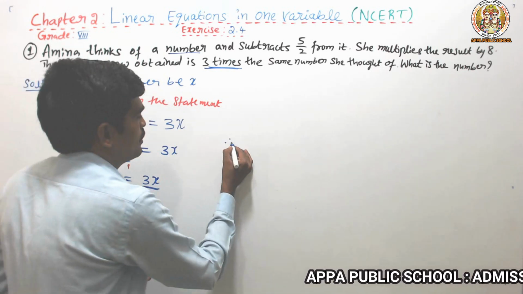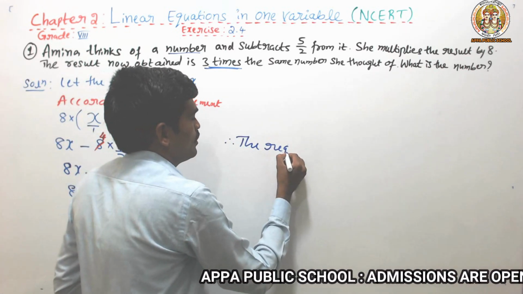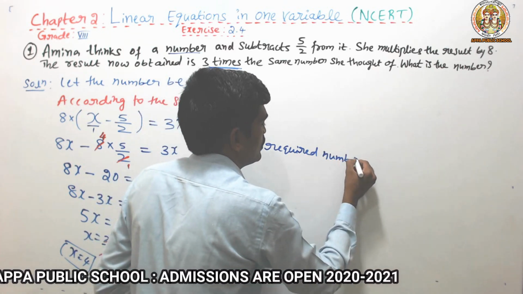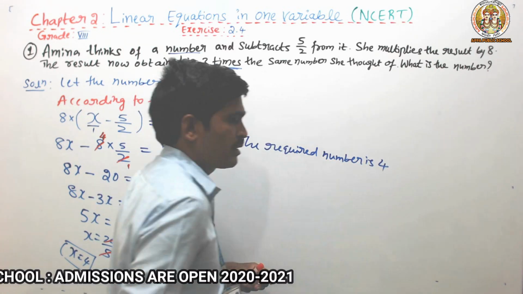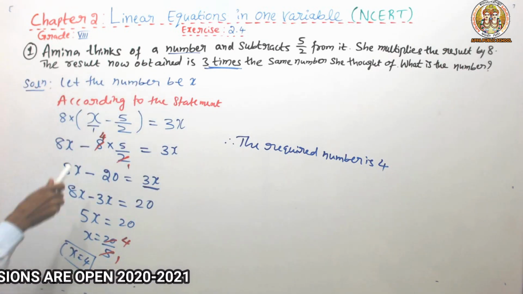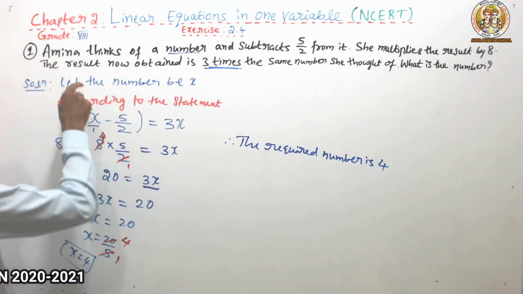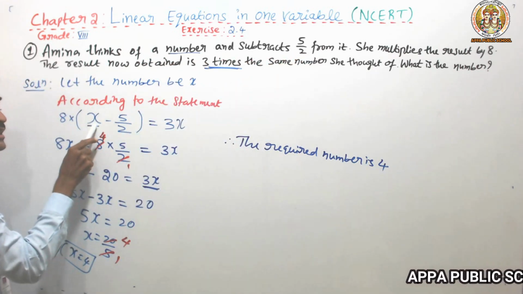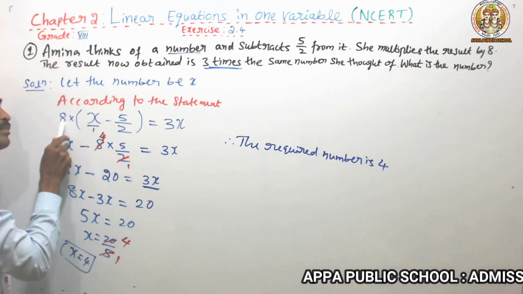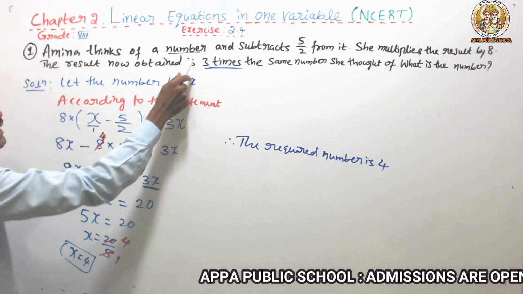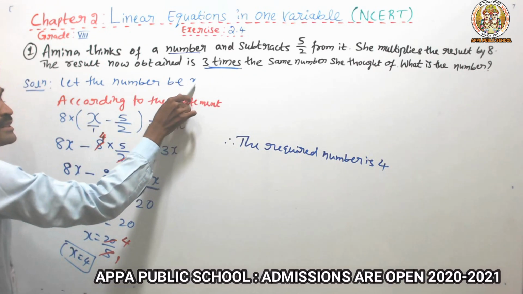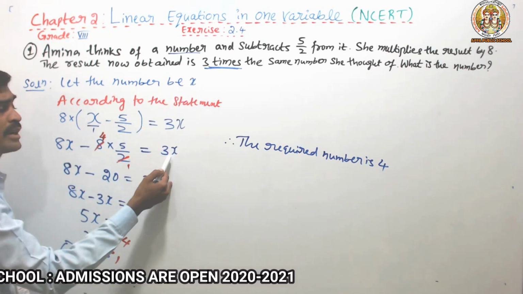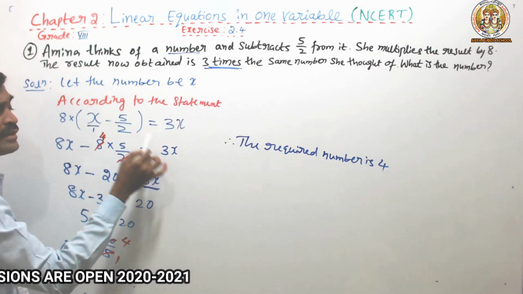Therefore, the required number is 4. I repeat, please concentrate. Let the number be x. Amina thinks of a number and subtracts 5 by 2 from it, so x minus 5 by 2. Again multiply with 8. It will be 3 times the same number. Number means x, same number 3 times means we have to go for 3x. Suppose they gave 4 times, we would write 4x. Suppose they gave 5 times, we would write 5x.